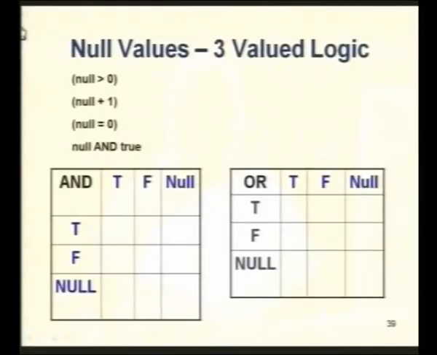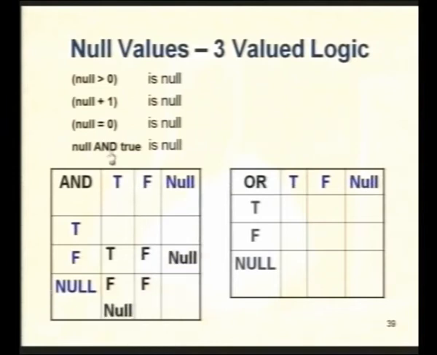Now, let us look at the table for three-valued logic. As I explained to you, this is the three-valued logic. You have true, false and null. You have these is nulls. Null is greater than 0 is considered null, null plus 1 is null, null equal to 0 is null. Null and true is also null. This is the difference. False and true, false and false is false. Now, look here: true and null is null, false and null is false, and then these are all null. True and true is true, and false is false, and so on.